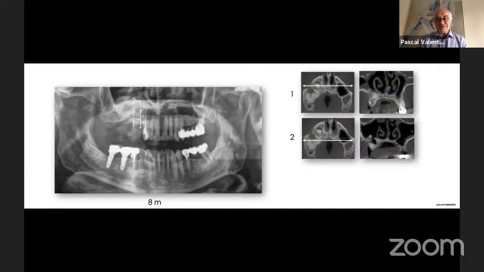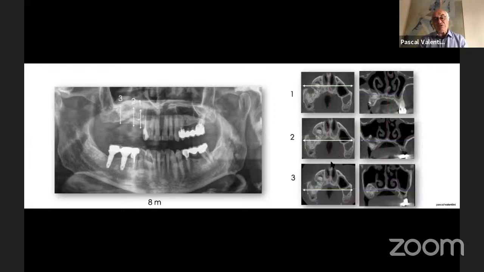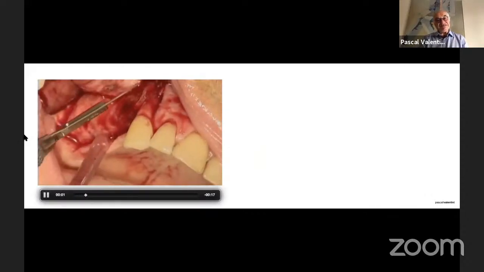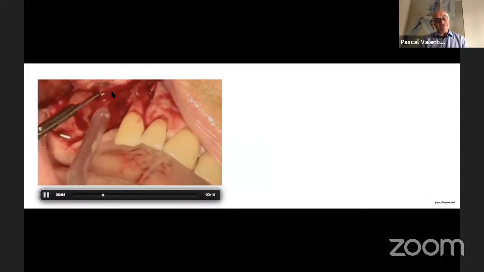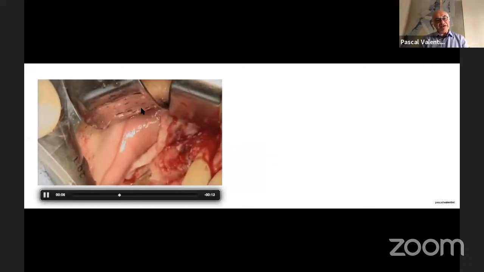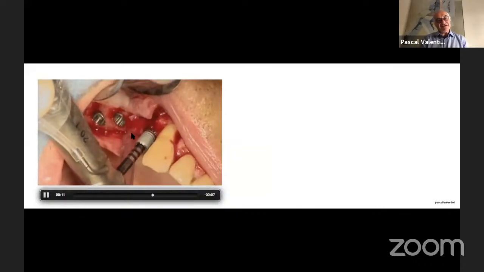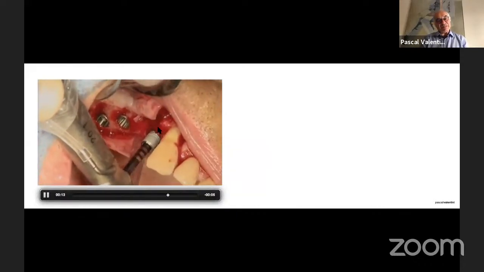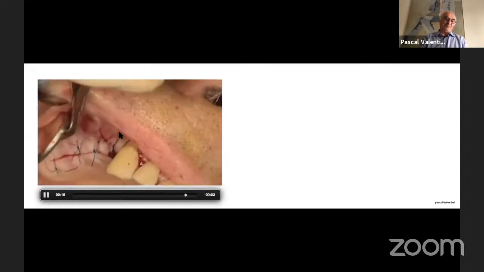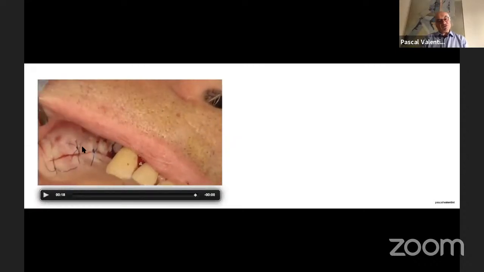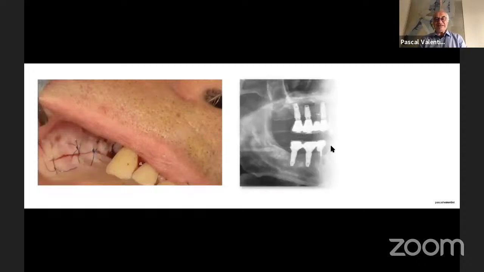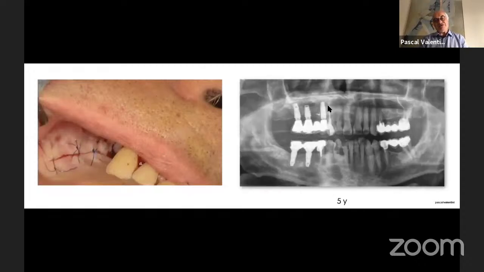Eventually, we can regraft it, but it is not necessary because we can place implants more posterior because the graft is intact. So exactly what we did here. This is the soft tissue ingrowth within the previously curated area. And now we can place implants in the remaining graft, which is able to support implants. And this is the 5 years follow-up.